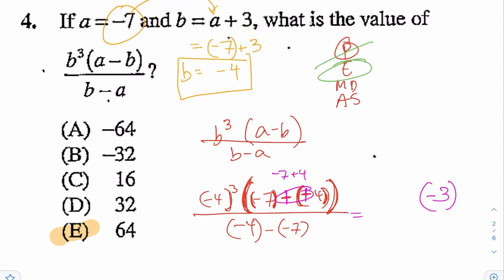Then you can move on to exponents, which is this piece. So negative 4 cubed is really negative 4 times negative 4 times negative 4. So when you multiply negative 4 times negative 4, you get positive 16.